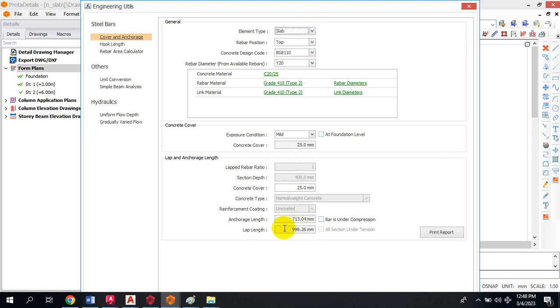So this can automatically tell you the lap length that should be used, probably when you are doing your detailing or you are on site and you want to know the right lap length that you should use while you are on site.